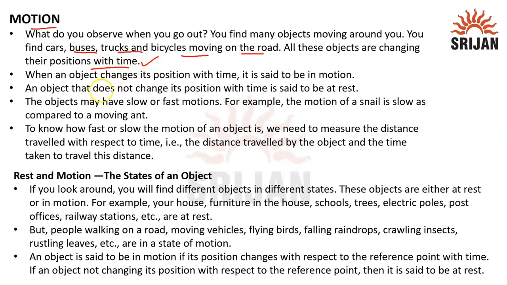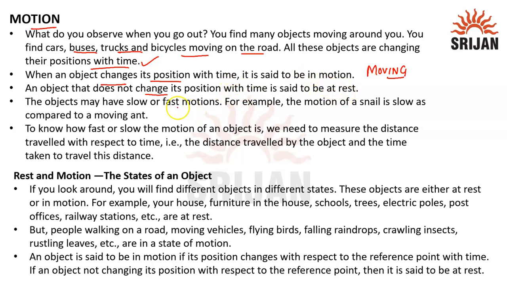So, whenever any object changes its position with time, it is said to be in motion, which means the object is moving. And an object that is not changing its position, meaning the object that is present at a fixed position with time, is said to be at rest.